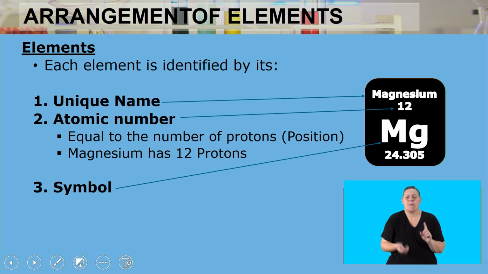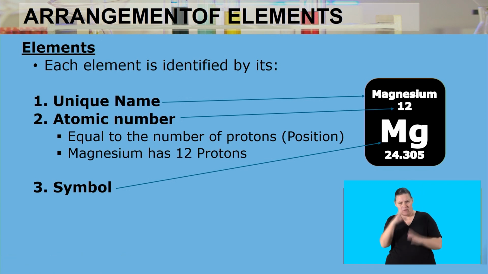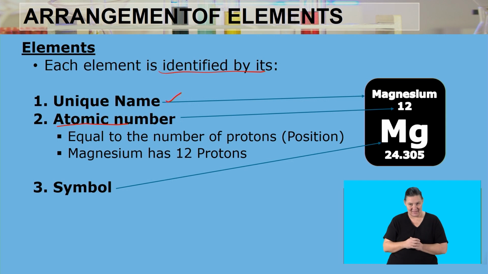Now, what is it that you find in the periodic table when you zoom into one element? What is it that you find? In the periodic table, we know that each element is identified by the following. Firstly, by a unique name. Each and every one of those elements in the periodic table has a different name. They are also identified by their atomic number. As we have seen that they have unique names, they also have unique atomic numbers.